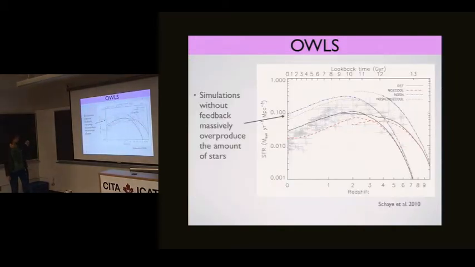Just to say as well that it's important to add feedback. These gray points are observations of the cosmic star formation rate density, and the simulations that do not have any feedback massively overproduce stars at low redshift. So this is the motivation why you would like to put in feedback, because otherwise you just end up with far too many stars at redshift 0.